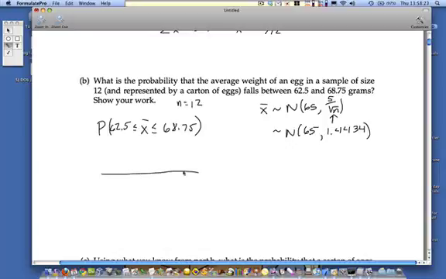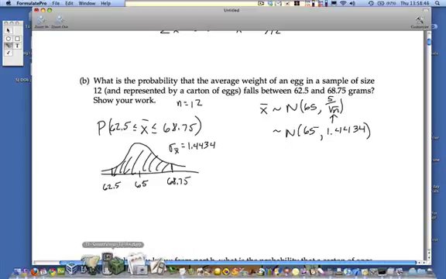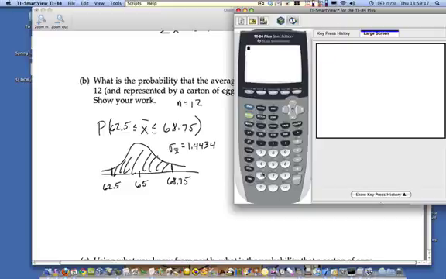If we draw the picture of it here, like this, the mean is 65, the standard deviation of x bar is 1.4434. We're looking for this area right here. So we can use a normal CDF function for that. Let me bring my calculator up. Poof, it's like magic. That's what the pause key can do for you.